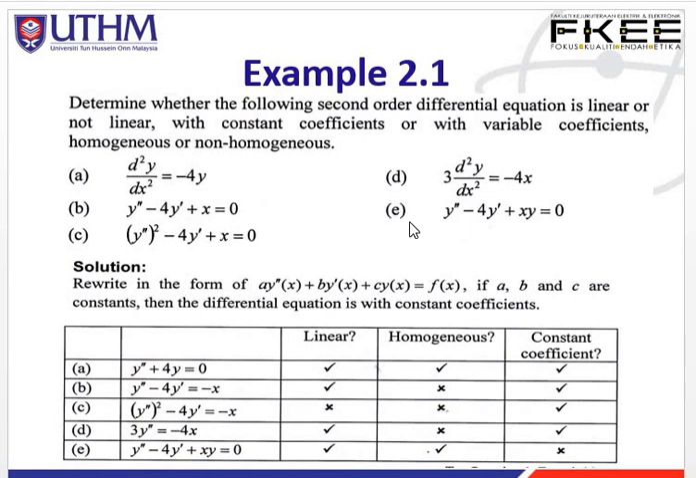Now let's look at equation E. y double prime minus 4y prime plus xy equal to 0. So you check this one. Is this linear? Yes, it's linear. Is it equal to 0? Yes, it's equal to 0, so homogeneous. Is it a constant coefficient? No, it's not a constant coefficient because you have the x and y, two non-constants.